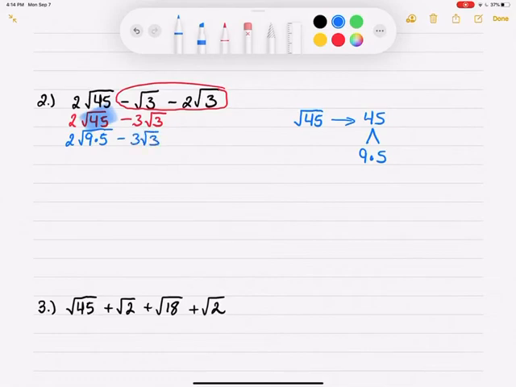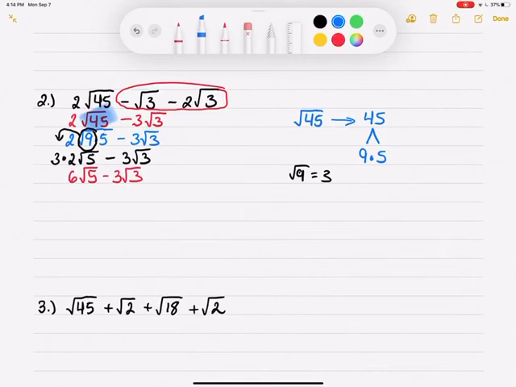Well, like I said before, the square root of 9 is 3. So I'm going to take the square root of 9, turn it into 3, and put the 3 out in front of the 2. So I have 3 times 2 times the square root of 5 minus 3 square roots of 3. Now all we have to do is multiply 3 and 2, that's 6 times the square root of 5 minus 3 square roots of 3.